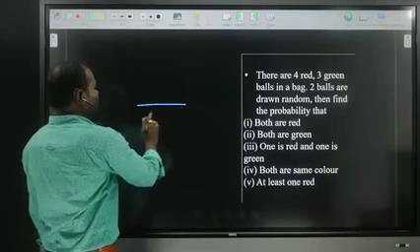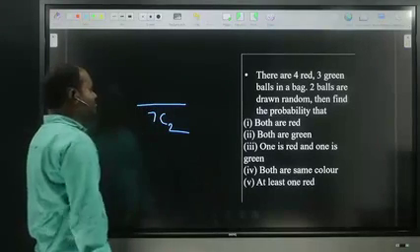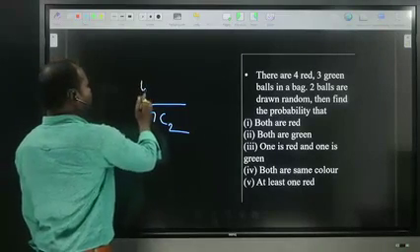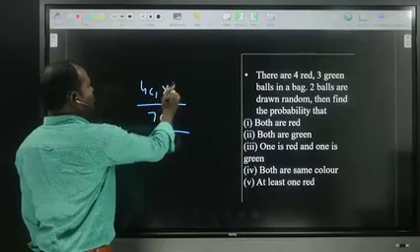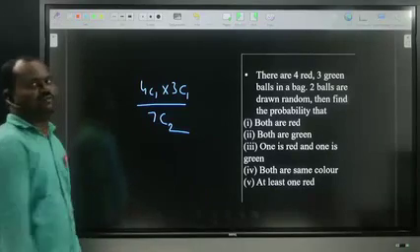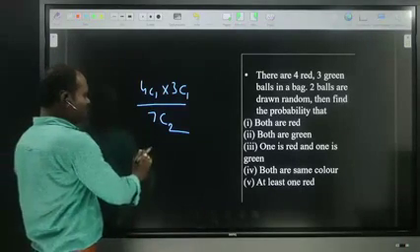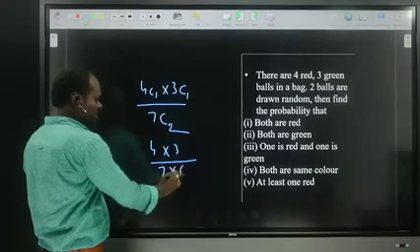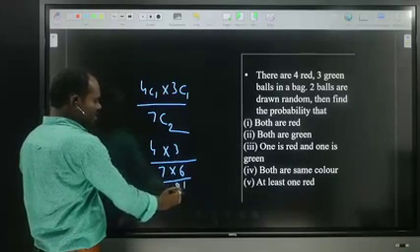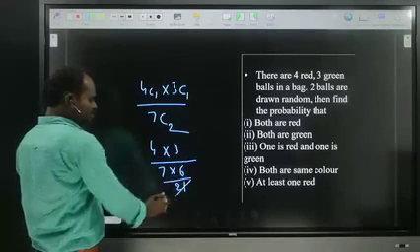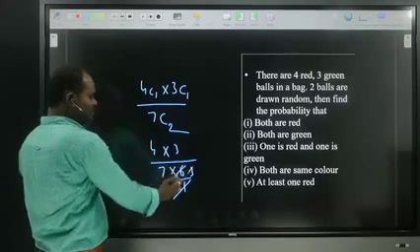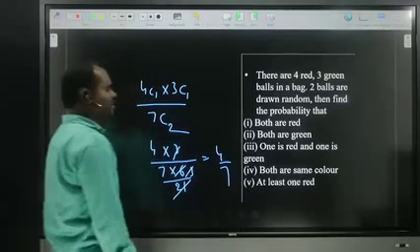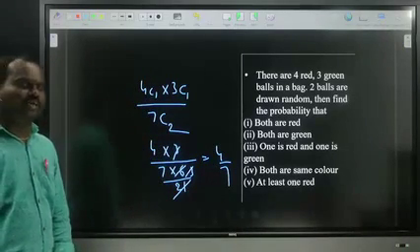Denominator is 7C2. That means one should be red, one should be green. That means you can write 4C1 into 3C1. One we want red, one we want green. 4C1 is nothing but 4. 3C1 is nothing but 3. 7C2 means 7 into 6 by 2 factorial. 2 factorial means 3 only. 3 3s cancel. So what is the answer? 4 by 7. Answer is 4 by 7. Okay, one is red, one is green.